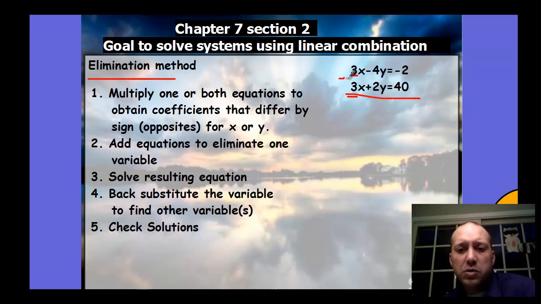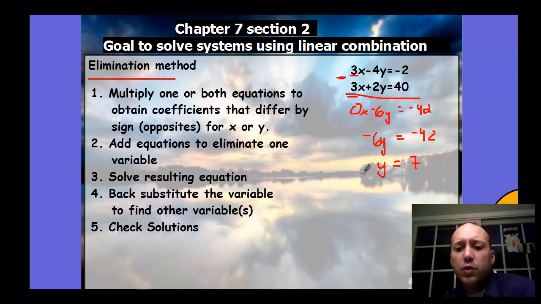When I do that, I have to be careful because I'm subtracting each of these terms. So 3x minus 3x is 0x. 4y minus 2y is negative 6y. And then negative 2 minus 40 is negative 42. So if you're going to subtract them, just be careful that you're actually subtracting the values. And so then we end up with negative 6y equals negative 42. Divide by negative 6, so y is positive 7.